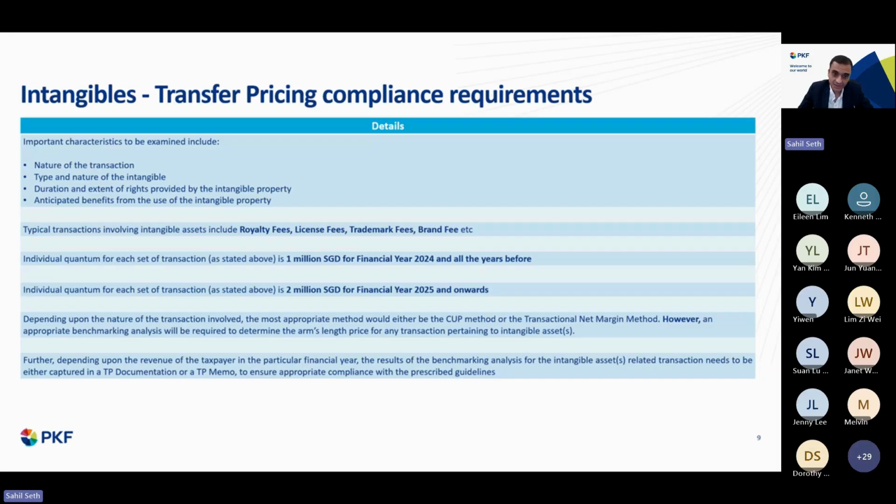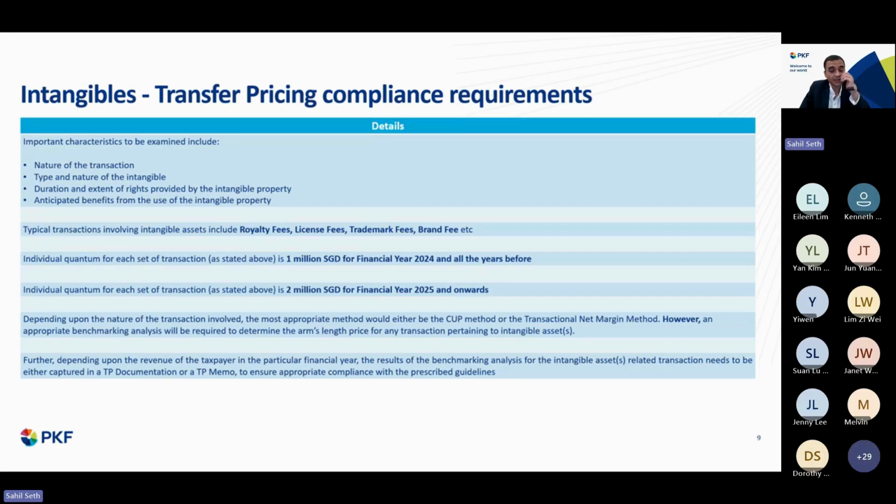So as I mentioned, typical transactions: royalty fee, license fee, trademark fee, brand fee, etc. So for this kind of transactions, the key amendment which has been made is for financial year 2024. So right now I'm taking financial year 2024 as ended 31st of December 2024. The individual transaction quantum for each set of transaction involving intangibles was 1 million, and for the years before, from this year onwards, that is 1st of January 2025, it's now 2 million, and onwards till the time there are any other future amendments, right?